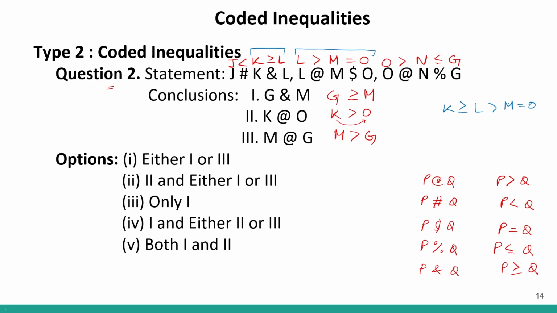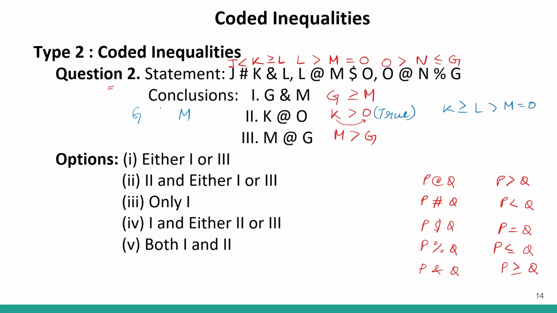So I can conclude that K will be greater than O. So this statement is true. Correct? Now if I look over here, M is greater than G. So M is equal to O is greater than N, and again between M and G, I cannot establish any relationship. So now if I look at options 1 and 3, we have G and M, correct? But we cannot find the relationship between G and M.